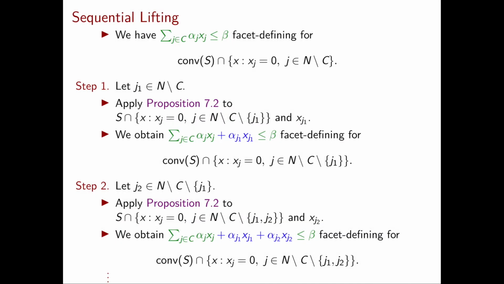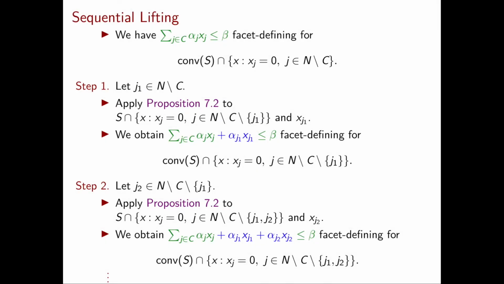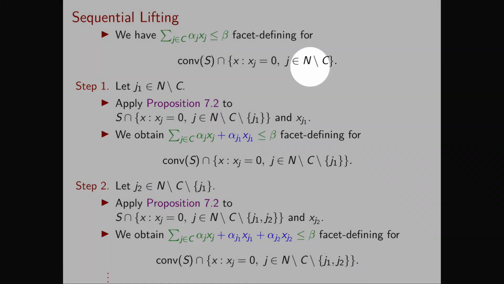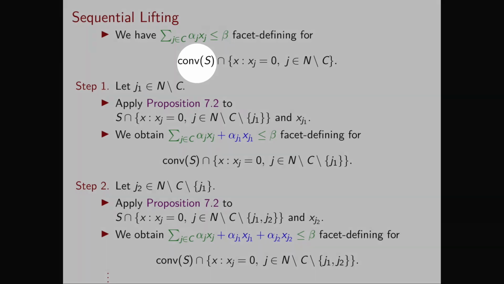So again, we have our inequality that is our starting point, as always in green. It's facet defining for, again, conv k intersected xj equal to 0 for every j in n minus c. So what we want to do is pick one by one the indices in n minus c and remove them essentially from here, because we eventually want to obtain an inequality that is facet defining only for conv k.